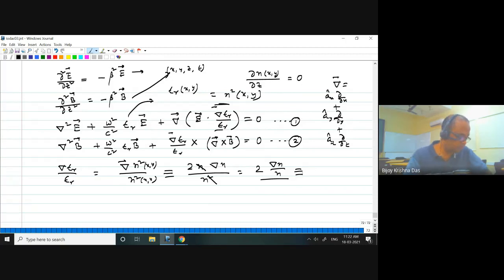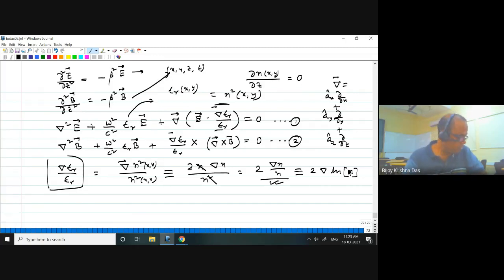You see, we write 2 del ln n. I'm just considering the ln of the refractive index profile and its derivative. That actually gives you this value. Just make a derivative and you can write it this way. That means you are just writing this one in this form.